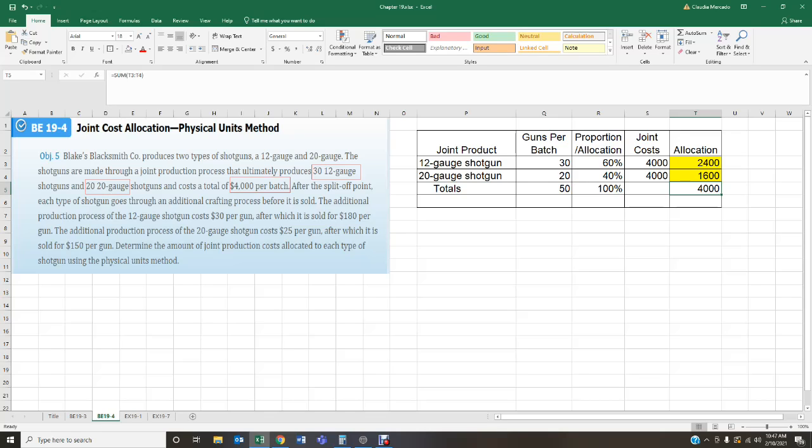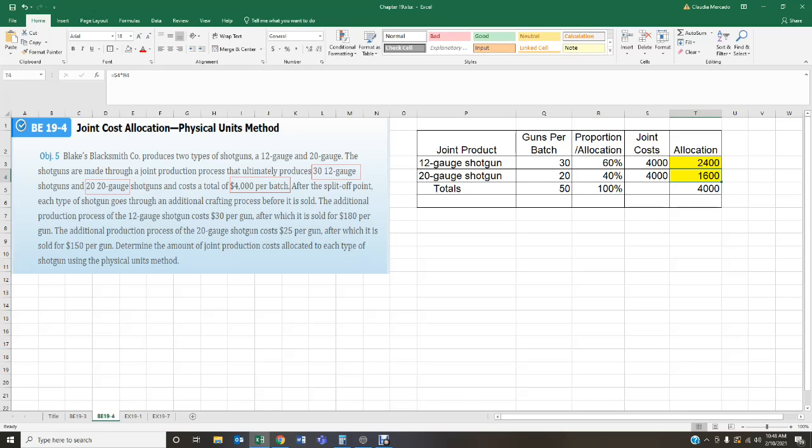Now, if the problem wanted to go further, they could ask you, what is the allocation per gun? Then you can simply take your allocation of 2,400 and divide by the number of guns that you're producing, and that would give you your allocation per gun. But they've really simplified it for us. They just want to know how much of the $4,000 batch cost is going to be split between the 12 gauge and the 20 gauge. So your answer is this: 2,400 is going to be allocated to the 12 gauge. 1,600 is going to be allocated to the 20 gauge shotgun.